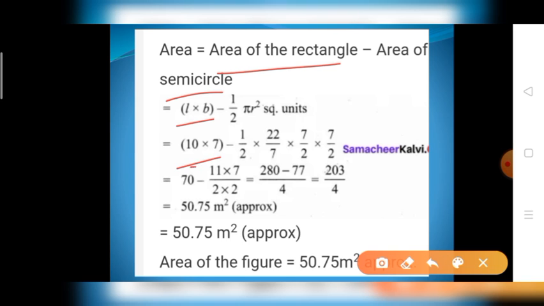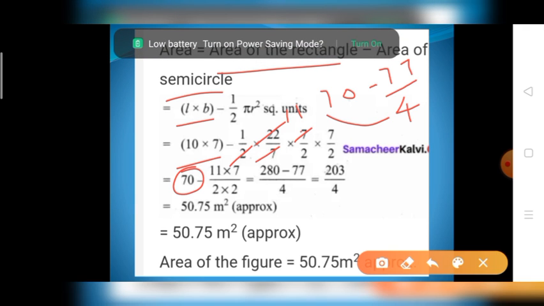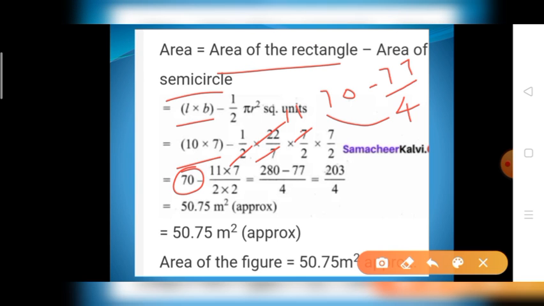10 sevens are 70. Cancel the 2 table. 1 2s are 2. 11 2s are 22. Then this 7 also cancels. The answer is 11 into 7, 77. 2 into 2, 4. Then 70 minus 77 divided by 4. Then cross multiply. 4 sevens are 28, then 280 minus 77 divided by 4. 280 minus 77, then the answer is 203 divided by 4.